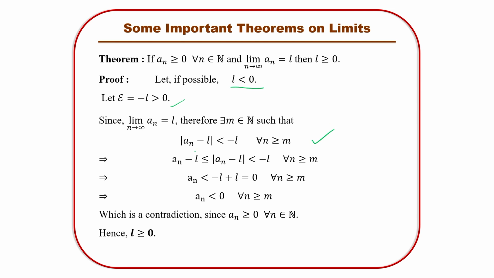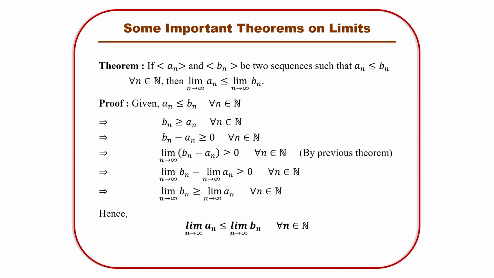And now that means you can expand this inequality. So minus of minus L is less than an minus L is less than minus L, right? So an is less than minus L plus L, which equals 0. So an is less than 0, which is a contradiction since we have already chosen that an are non-negative terms. So this contradiction leads to L must be greater than or equal to 0; L can never be less than 0. That is the theorem.